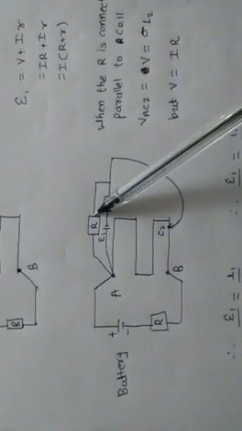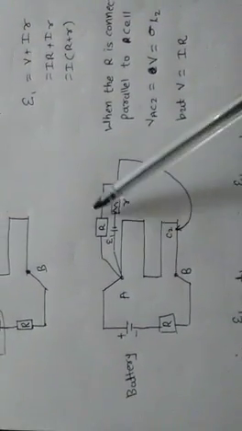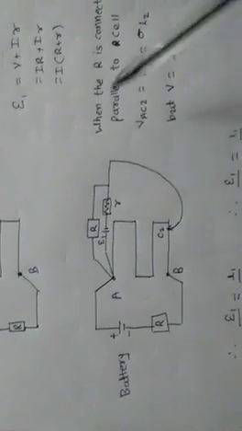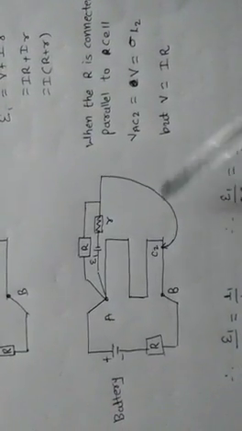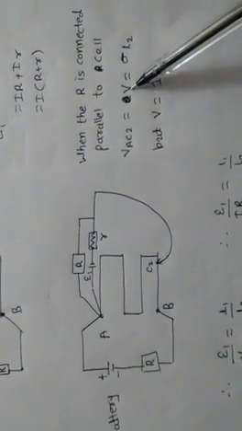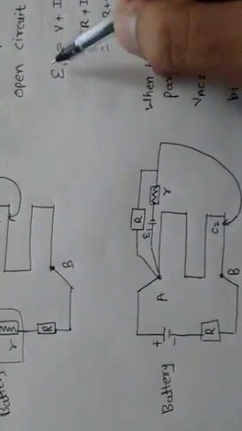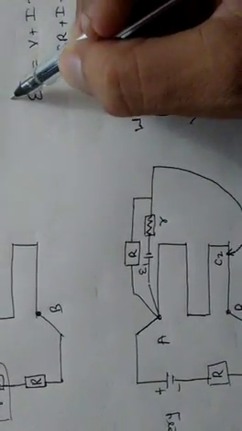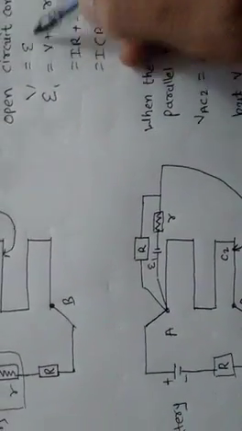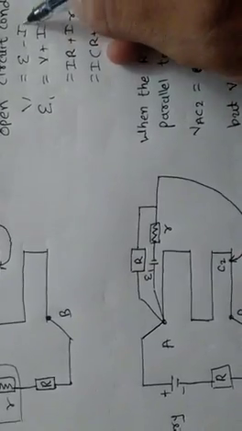Now if we connect one external resistance capital R in parallel to this cell, we are going to have the null point at a point C2, and for that VAC2 is going to be V, that is equal to sigma L2. But according to Ohm's law, we have previously that V is equal to epsilon minus I r.